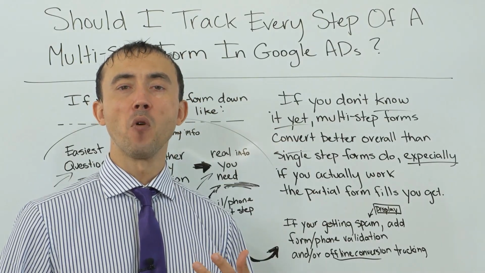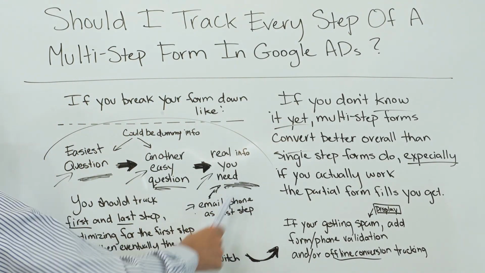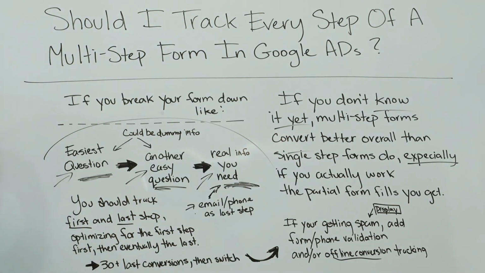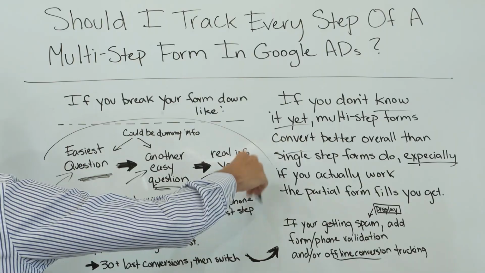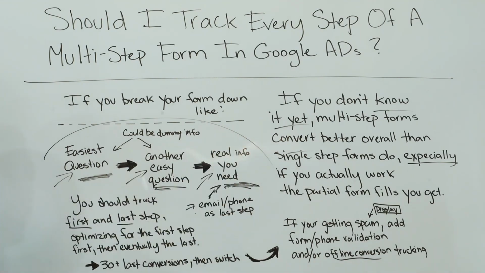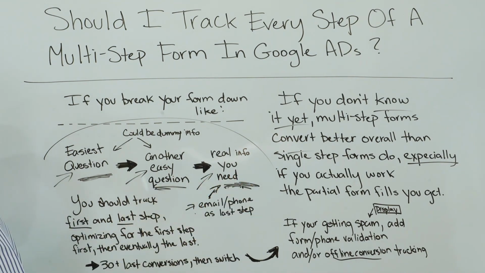Then, at a certain point, you'll want to switch over to optimizing for people who filled out the last part of your multi-step form. You are building up these conversions in your account with the goal marked secondary that tracks this last step of the form, and then you'll switch over the campaigns to optimize for this last step of the process.